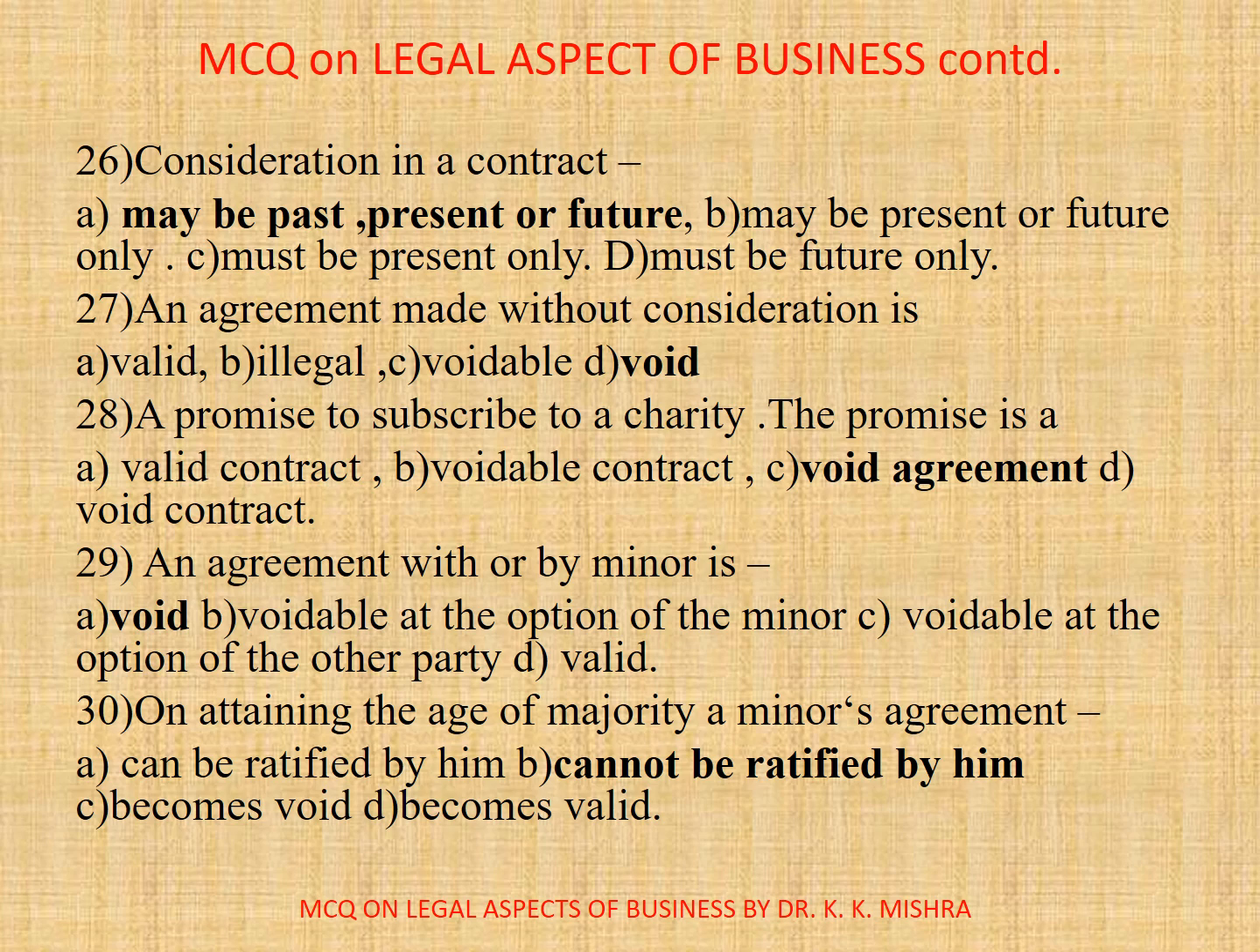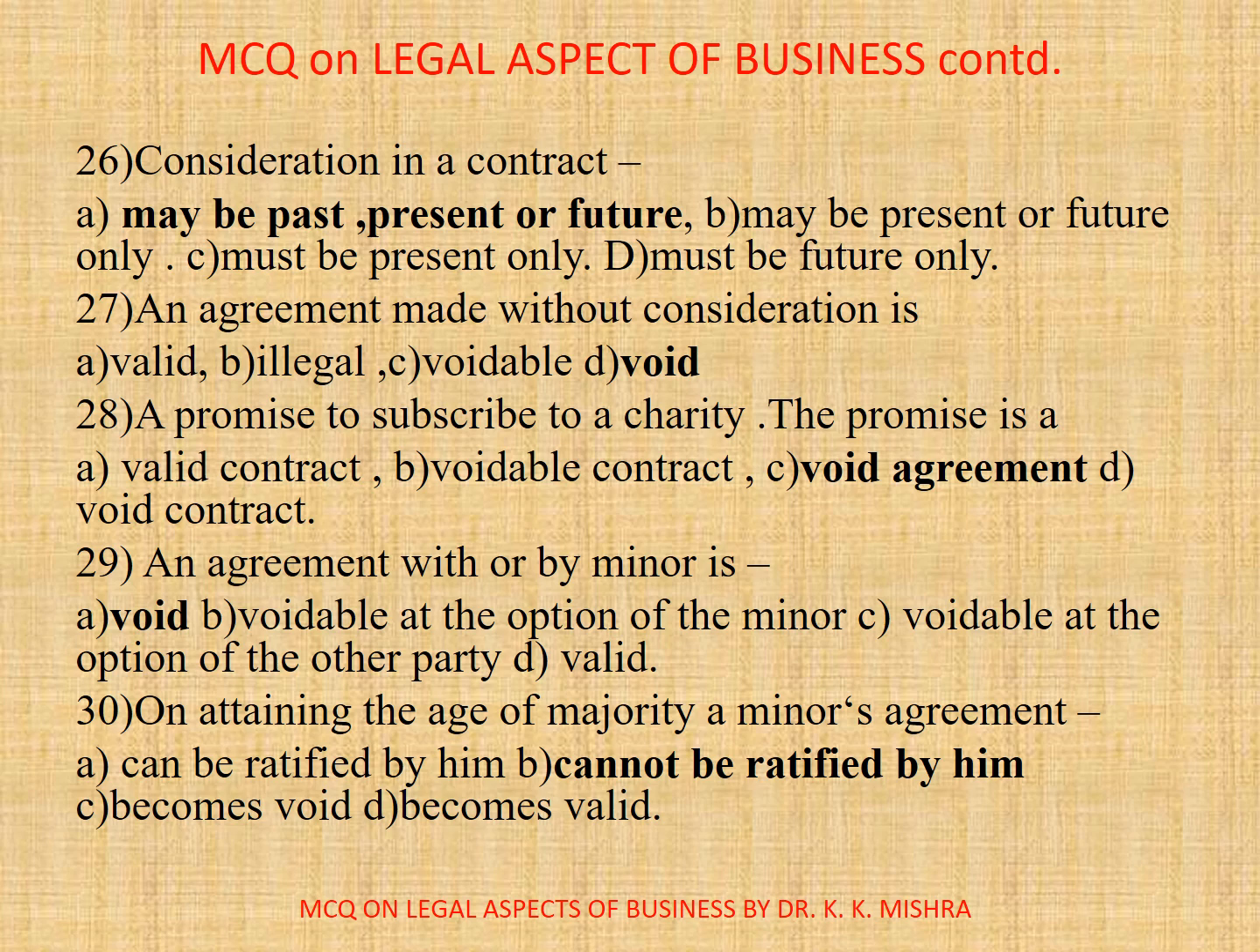Question number 27. An agreement made without consideration is, options are A, valid. B, illegal. C, voidable. D, void. Correct option is D, void.